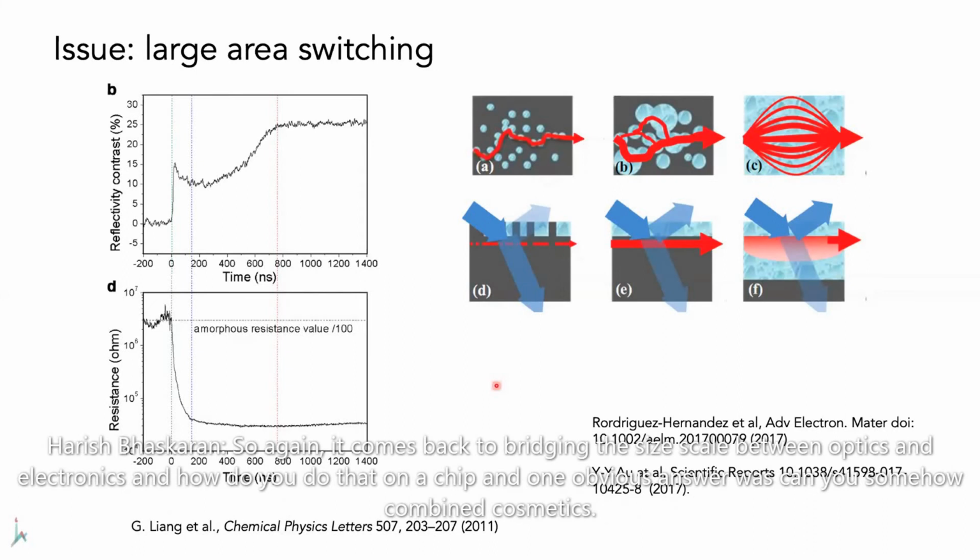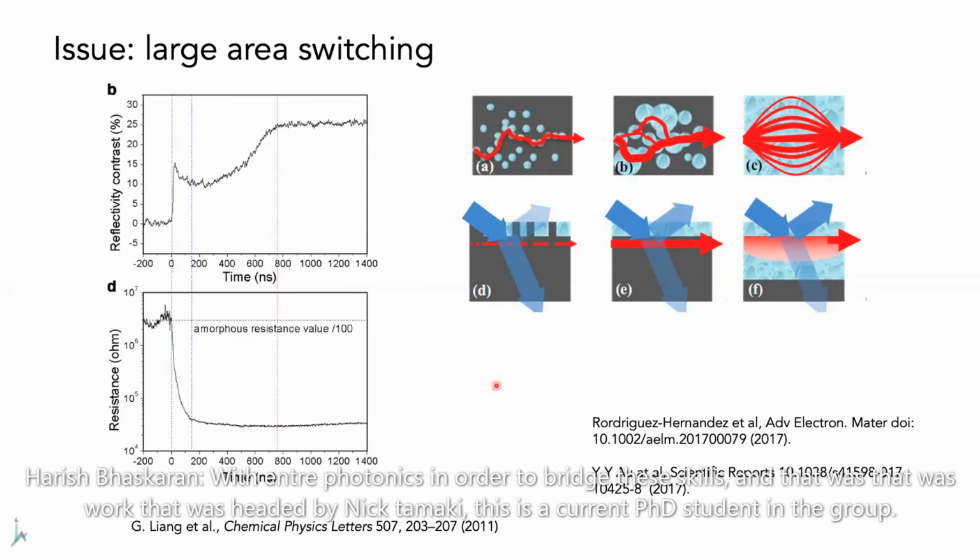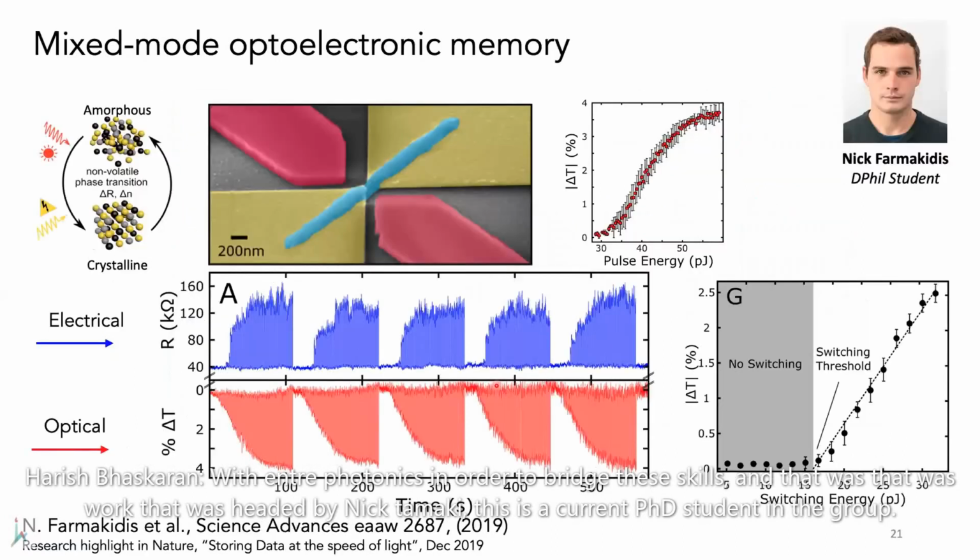So again, it comes back to bridging the size scales between optics and electronics, and how do you do that on a chip? One obvious answer was, can we somehow combine plasmonics with on-chip photonics in order to bridge these size scales? That was work headed by Nick Pharmakidis, who's a current PhD student in the group.